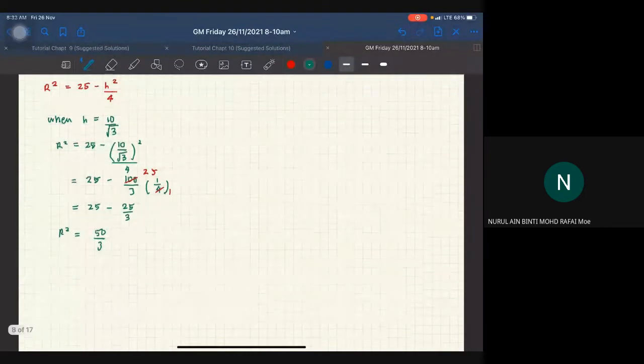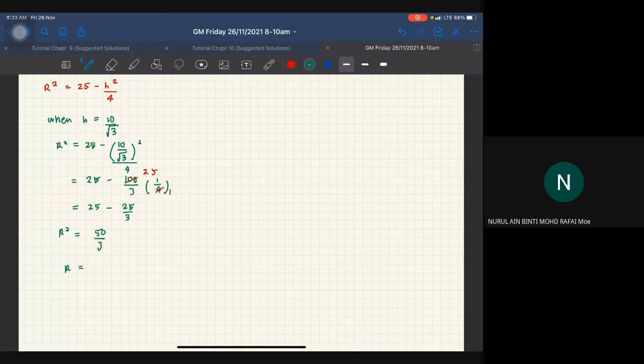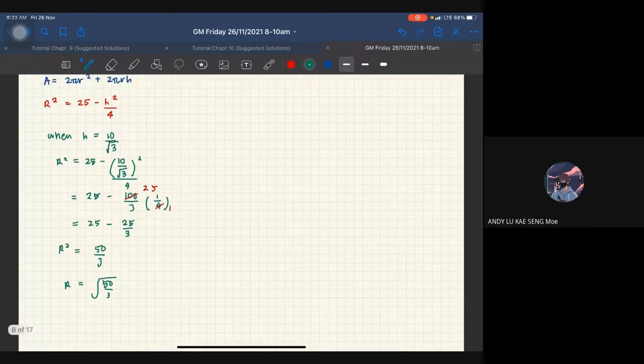Betul. Okay, so itu adalah nilai R awak. So saya tak ambil negatif sebab kita tahu untuk length, untuk panjang, untuk radius, dia tak boleh negatif value. Okay, so we take the positive value only. Okay, so cari area, masukkan sahaja.